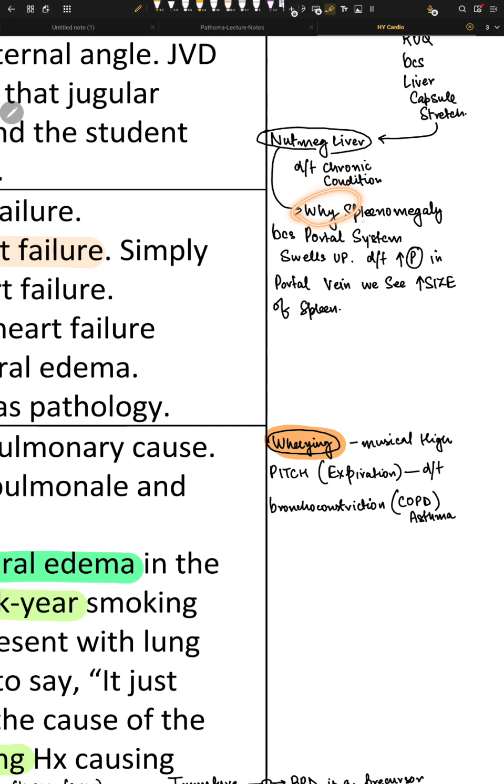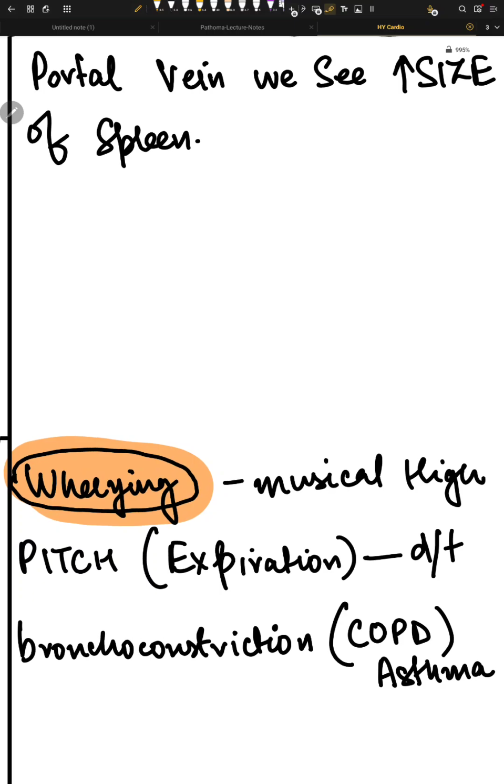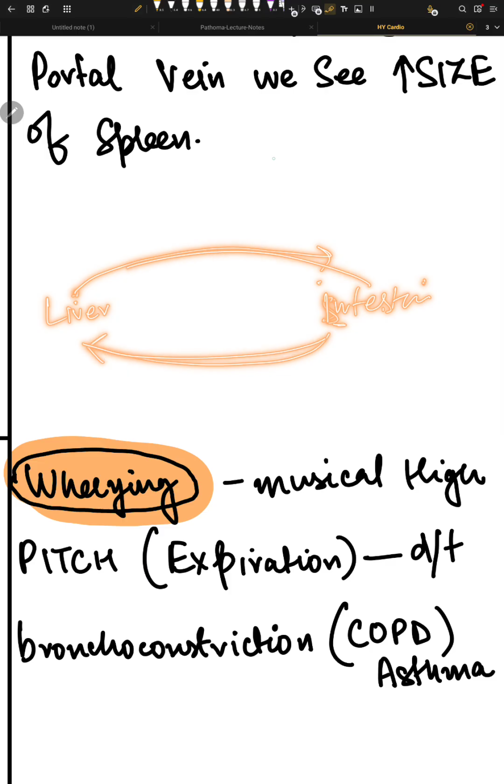Now, why does splenomegaly happen? Because the portal vein system swells up as well. Now, what is the portal vein system, by the way? So here's the thing. This is my liver, and this is maybe my intestine. Usually the liver produces bile, and then this bile is sent back from the intestine to the liver as a recycle, and this is recycled like 6 to 8 times per day.